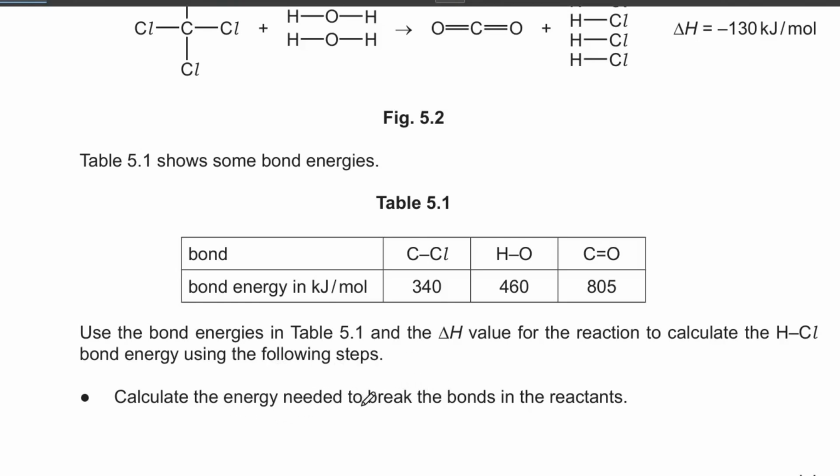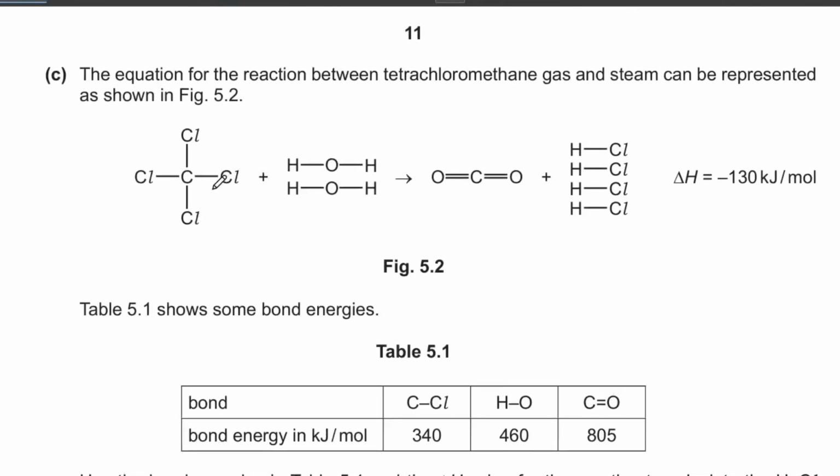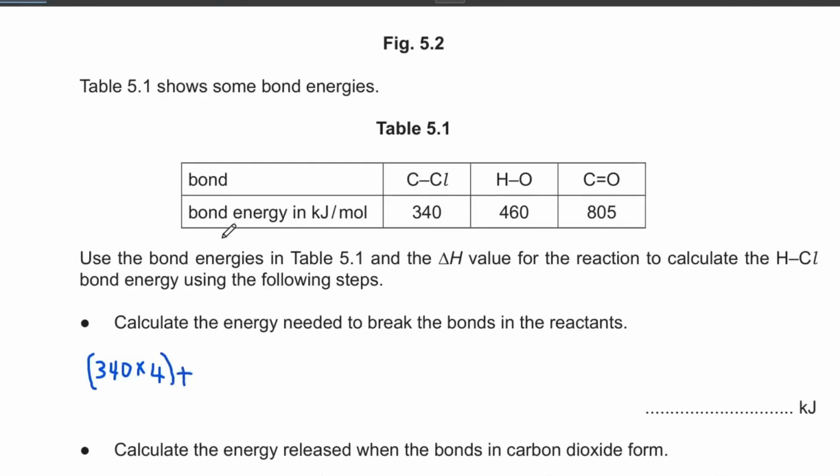To calculate the energy needed to break the bonds in the reactant. So this is our reactant. To calculate the energy needed to break the bonds, we add the bond energy of all the bonds in the reactant. So let's start with tetrachloromethane. We have carbon chlorine bonds 1, 2, 3, 4. So we have 4 carbon chlorine bonds, and our carbon chlorine bond is 340. So this is going to be 340 multiplied by 4.